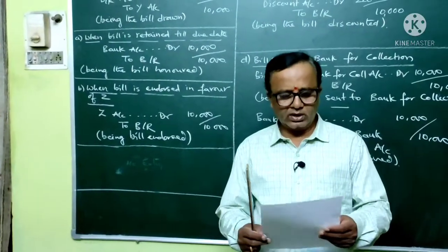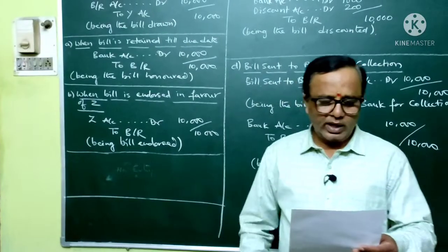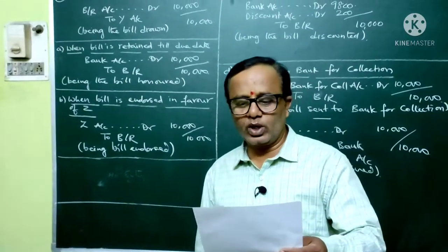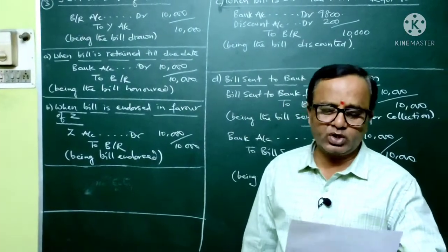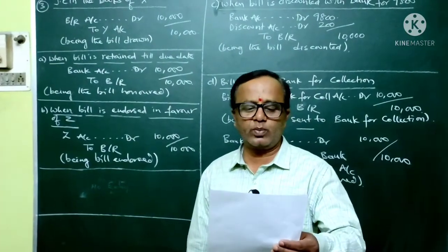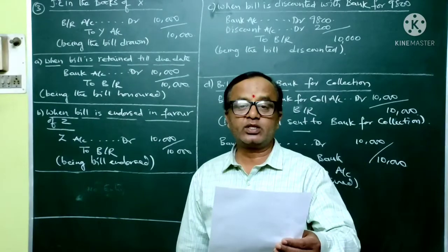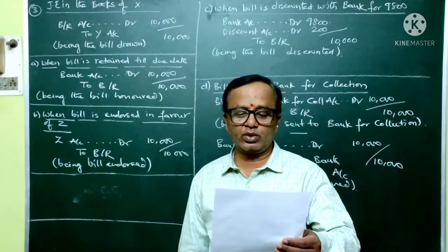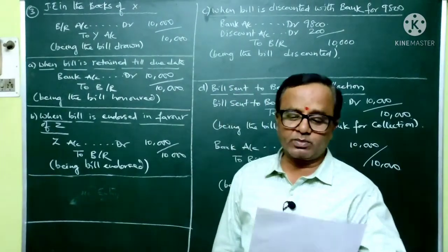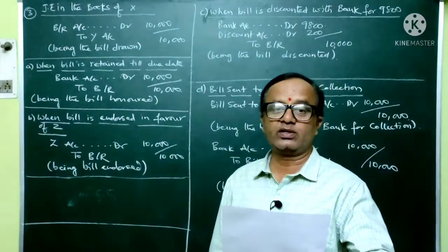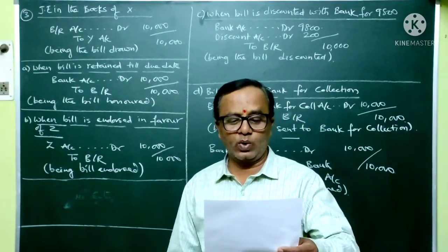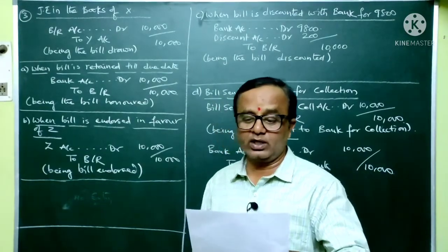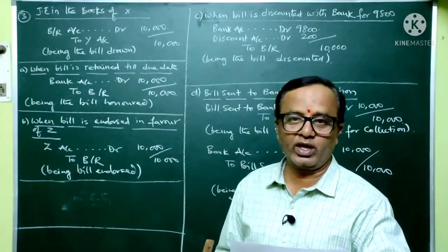Now let's see the third problem. X draws a bill of rupees 10,000 on Y. The bill is accepted by Y. The bill is honored on the due date. Give journal entries in the books of X in the following cases. That means X has drawn a bill on Y for some 10,000 rupees. That particular bill is accepted by Y. And on the due date, he says the bill is honored. That means money on that bill is paid by Y. He is asking us to write the entries in the books of X in the following cases.